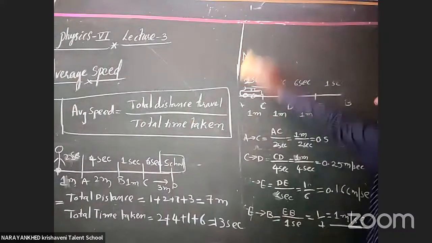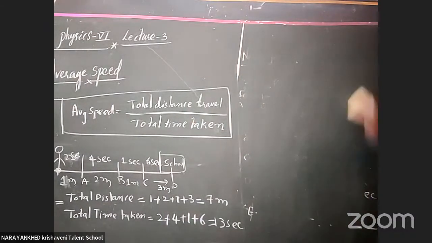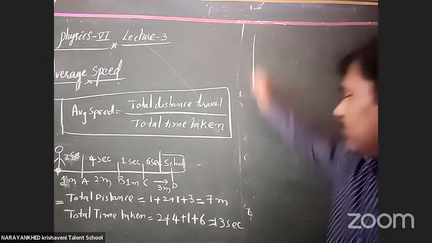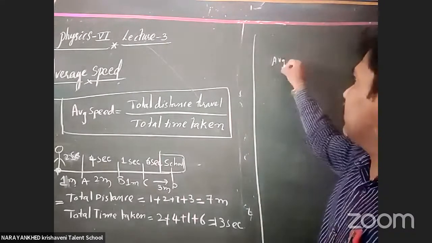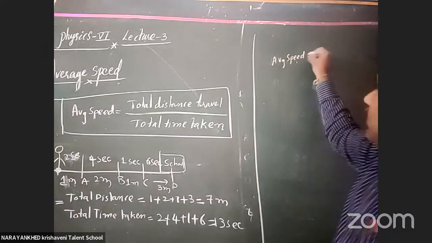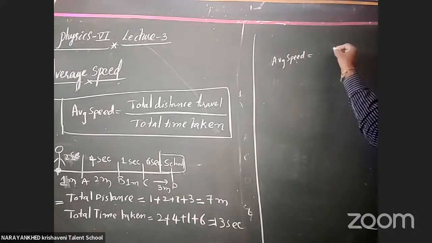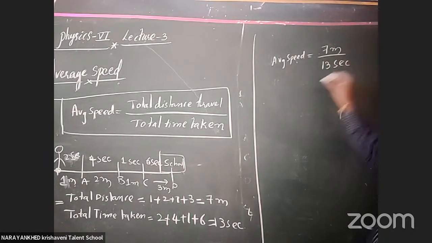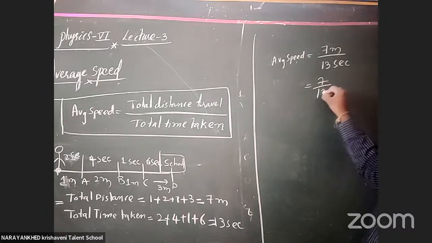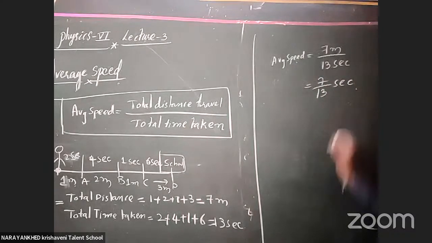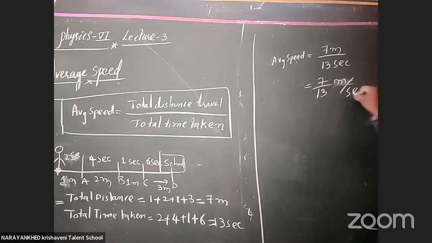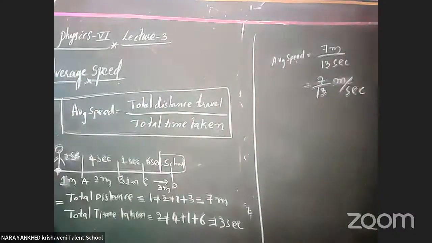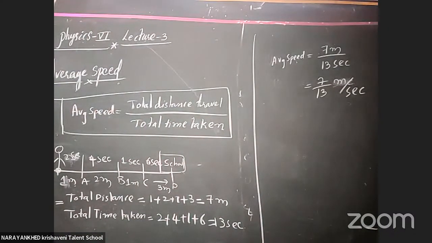Now the speed, the average speed, is equal to 7 meters by 13 seconds. Got it or not? 7 by 13, meter per second. This is the average speed of this particular body. 7 by 13 meter per second.